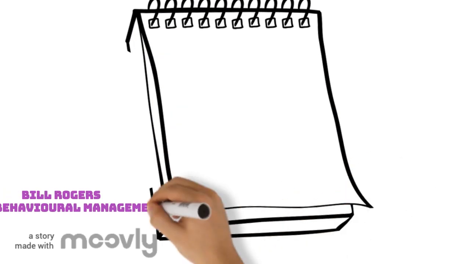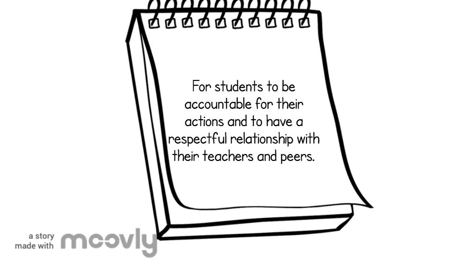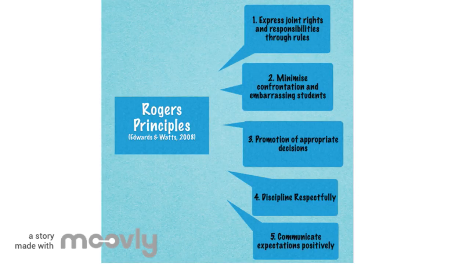The second theoretical approach that I will be addressing is that of Bill Rogers and his behavioural approach. His aim for discipline is for students to be accountable for their actions and to have a respectful relationship with their teachers and peers. This means respecting the right of the teacher to teach and the other students to learn. Rogers' approach has 5 principles. 1. To express joint rights and responsibilities in the rulings you make. 2. To minimise confrontation and embarrassment of students. 3. To promote appropriate decision making. 4. To discipline students respectfully. And 5. To communicate expectations positively to your students.